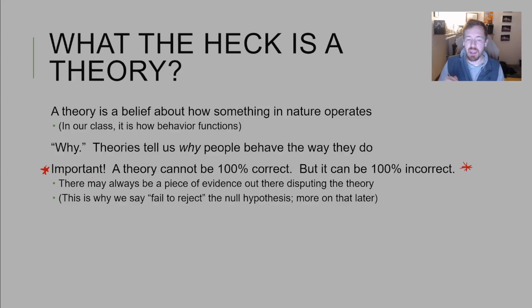So, a theory can't be 100% correct. There's always room for a theory to be improved. But it can be 100% incorrect. I believe that is something that I talked about in the last video about the theory of gravity, about how Isaac Newton thought that the theory of gravity was perfect, right?